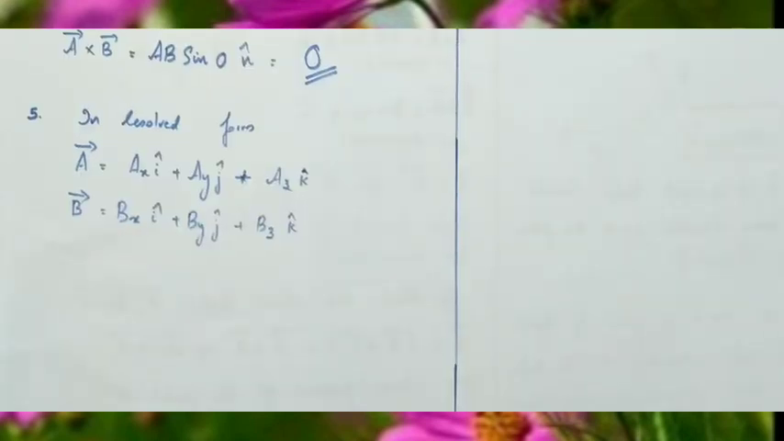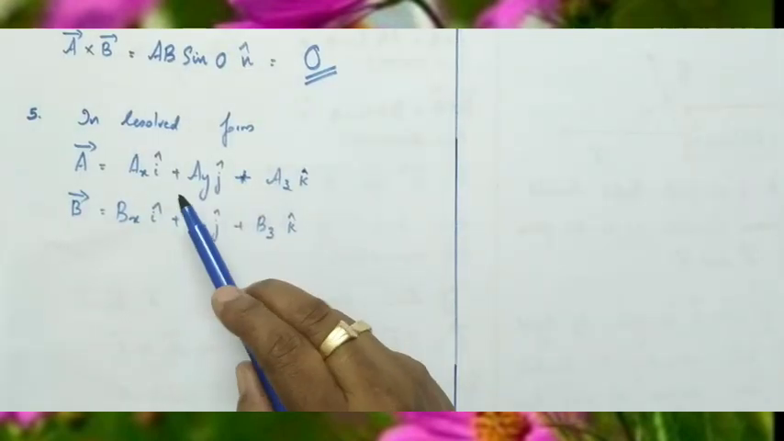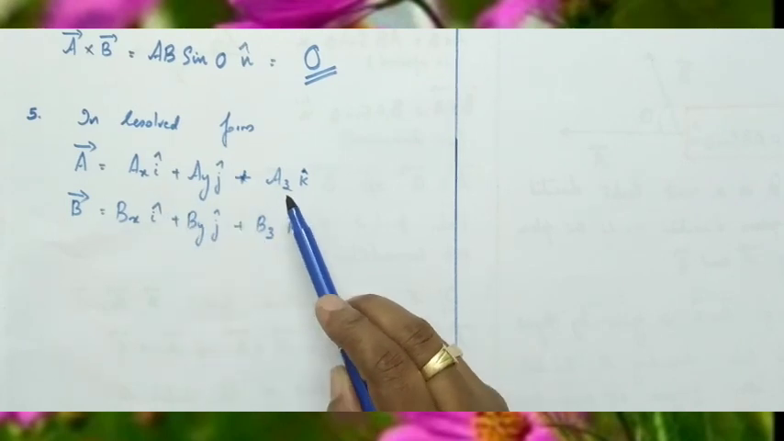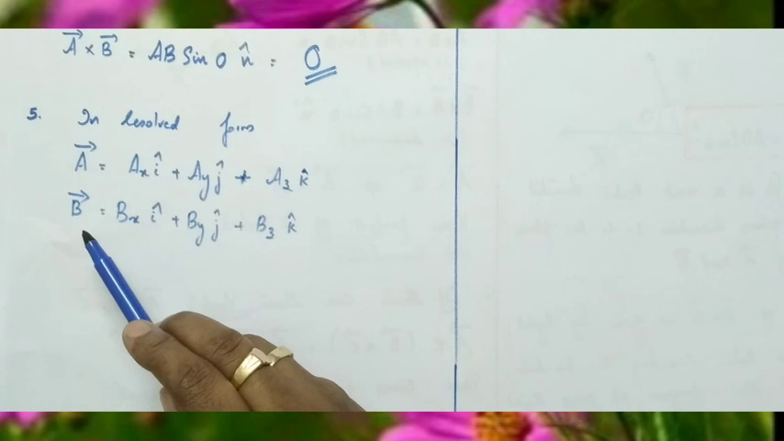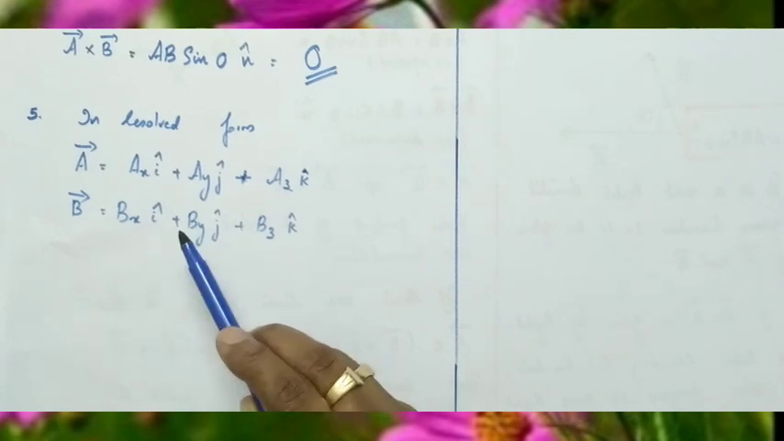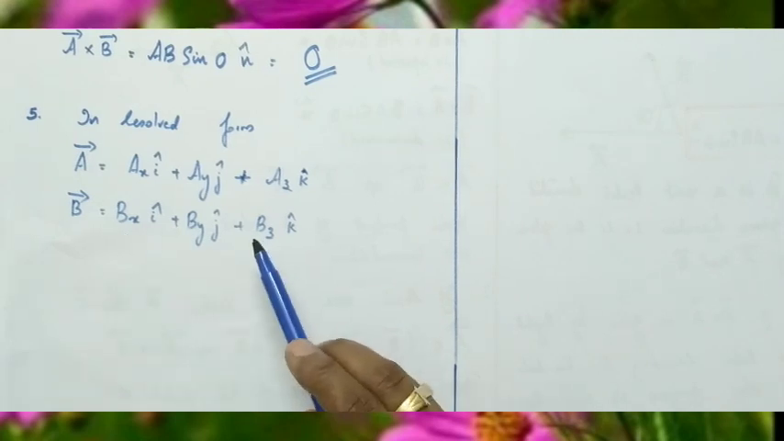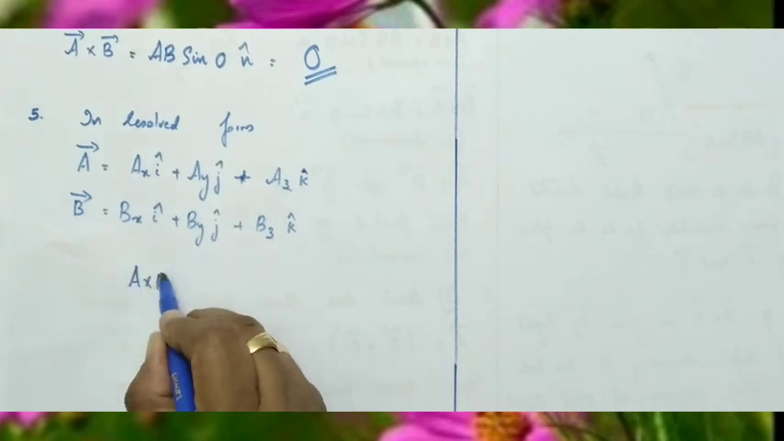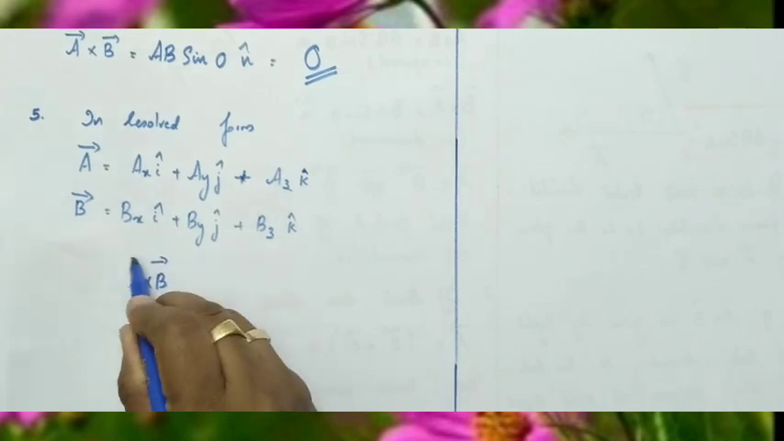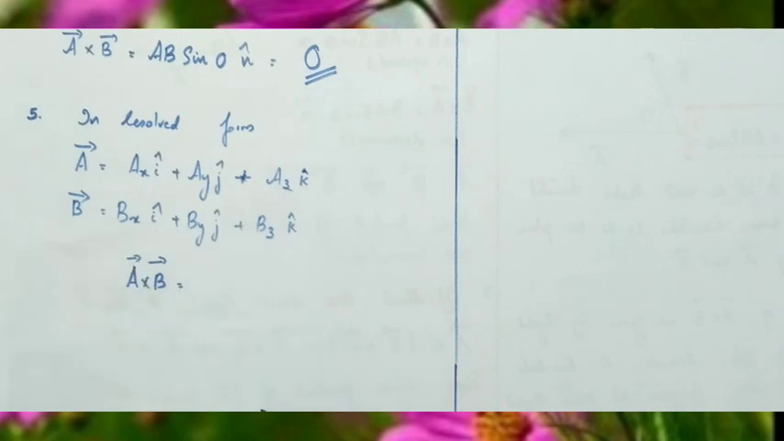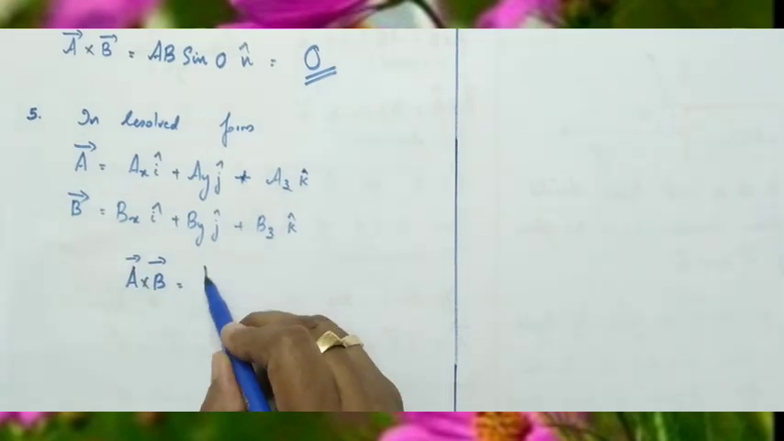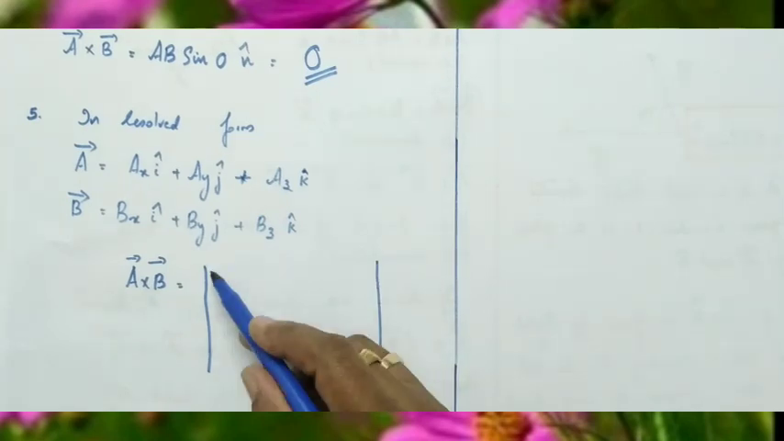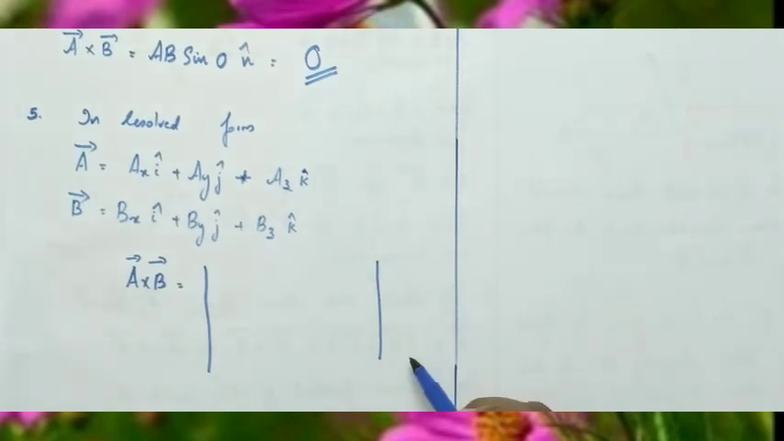Now fifth property: vector A can be represented in resolved form as Ax i cap plus Ay j cap plus Az k cap. Similarly, vector B in resolved form as Bx i cap plus By j cap plus Bz k cap. Now, how will you find A cross B? We have to find this A cross B by another method, that is called a determinant. These two lines are called a determinant.